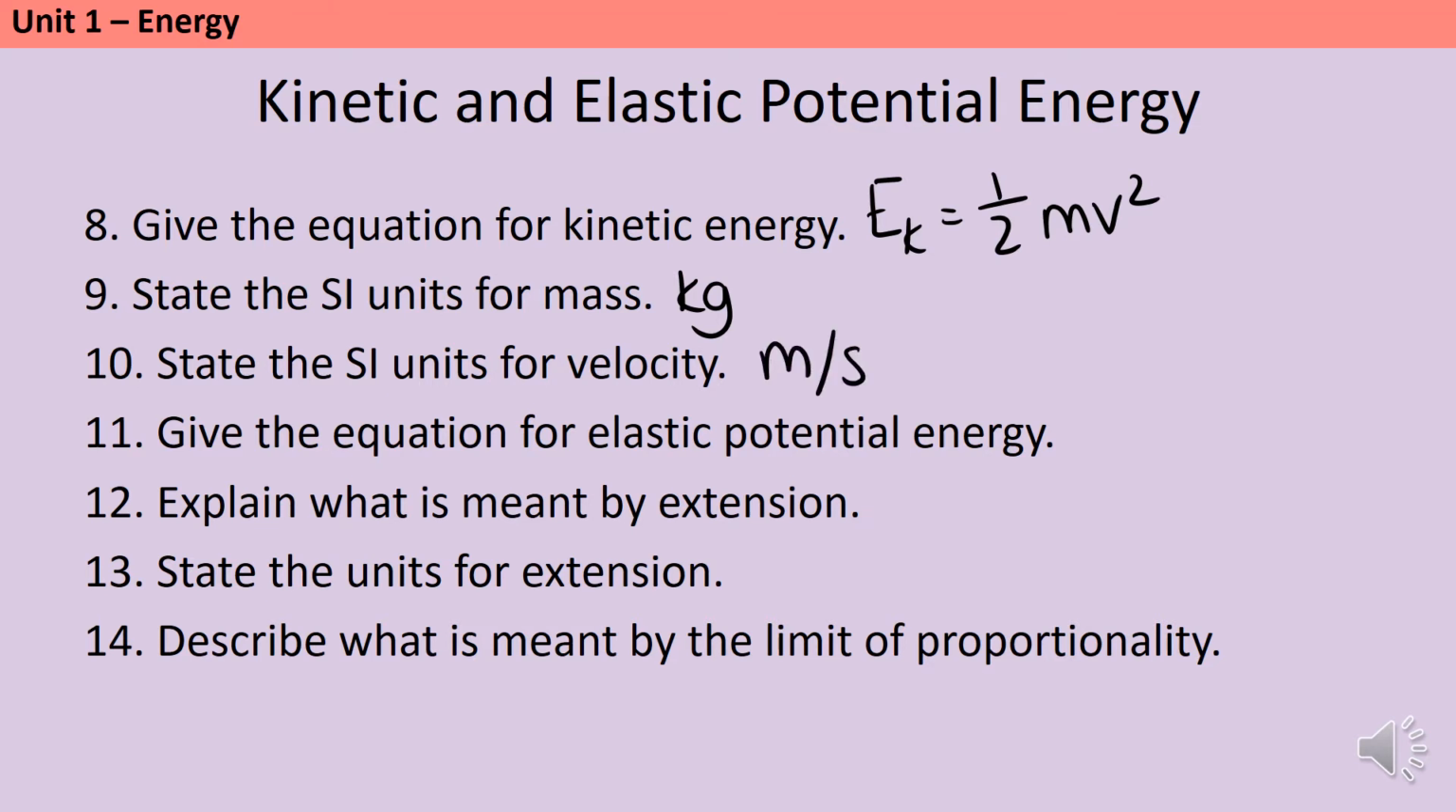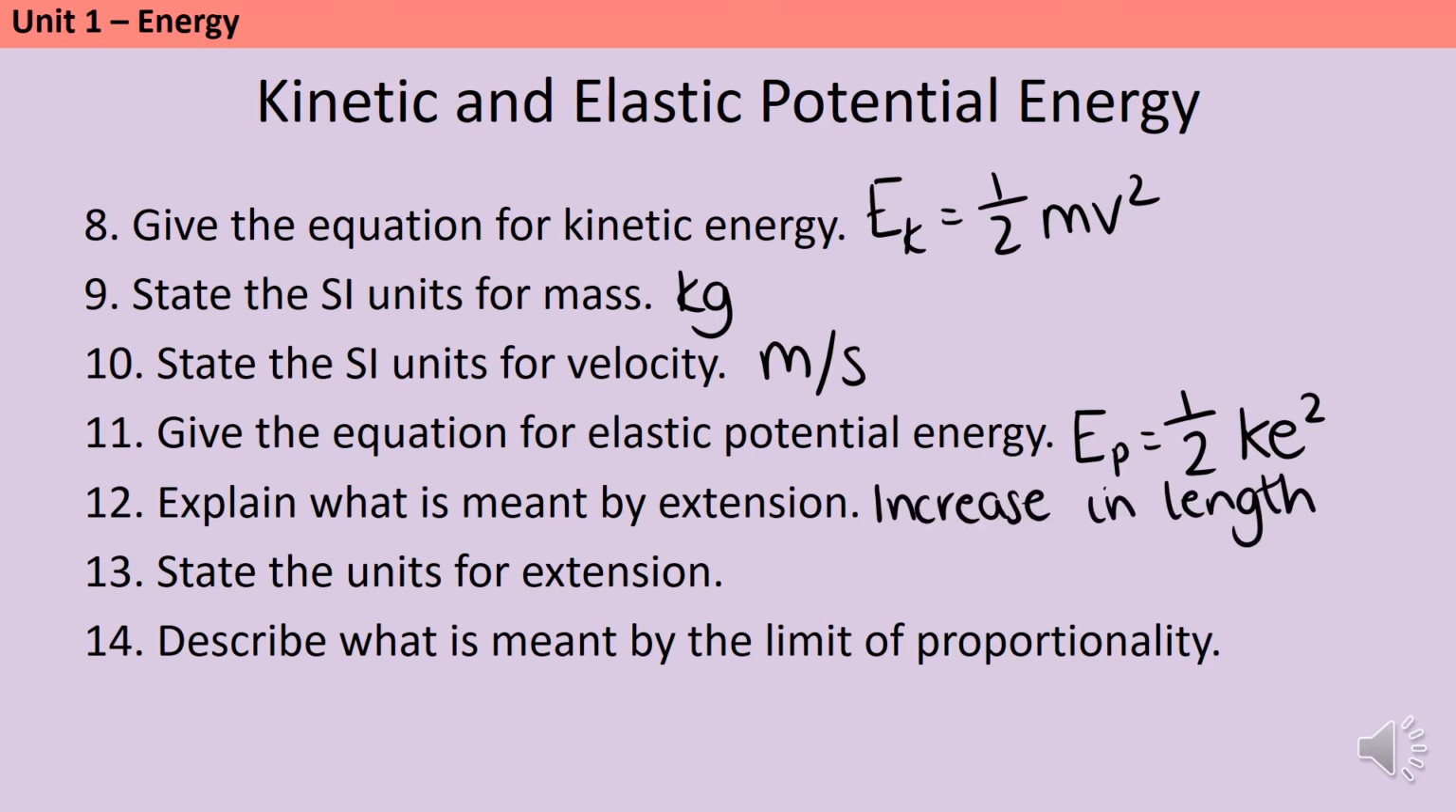The equation for elastic potential energy is half multiplied by the spring constant multiplied by the extension squared. Extension means how much longer an object has got, so you calculate it by taking the final length and subtracting the starting length. The units for extension are meters. A spring has reached its limit of proportionality when it's stretched to the point where, when you remove the load, it no longer goes back to its original shape.